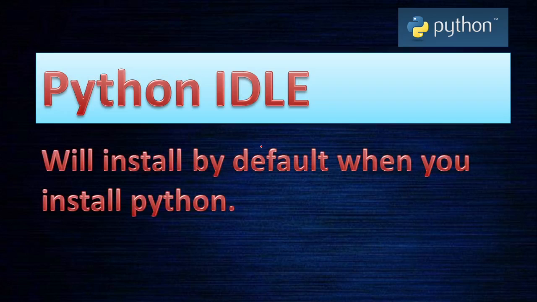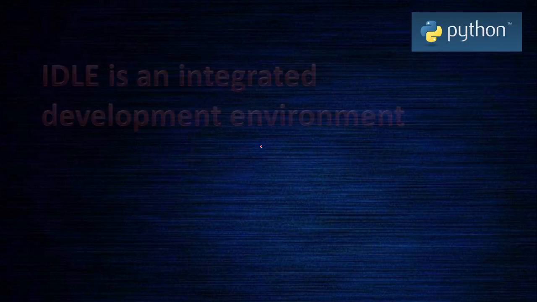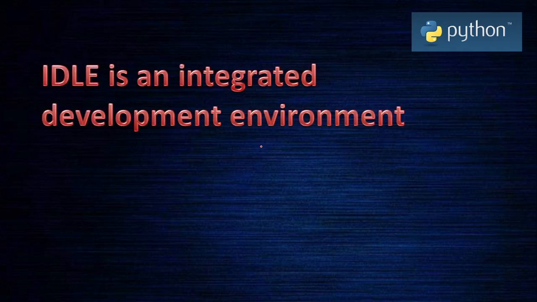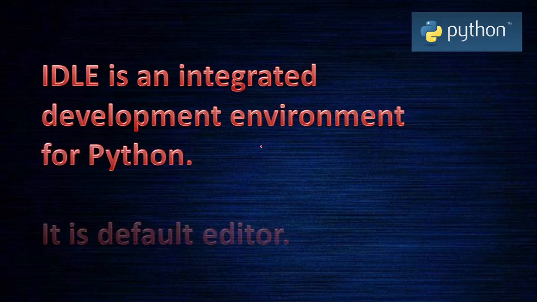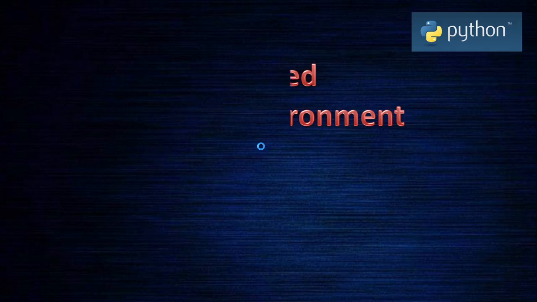It will be installed by default when you install Python. When you download Python from the net and install it on a system, it automatically installs. IDLE is an integrated development environment. That means you can write programs using the IDLE editor. It's a default editor, so it installs automatically when you install Python.